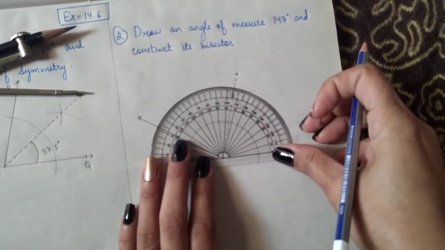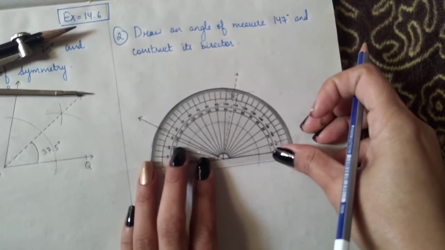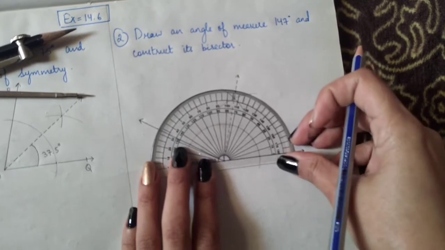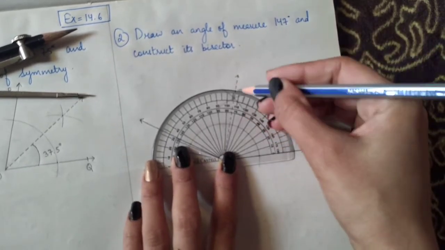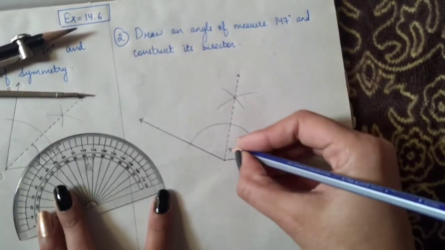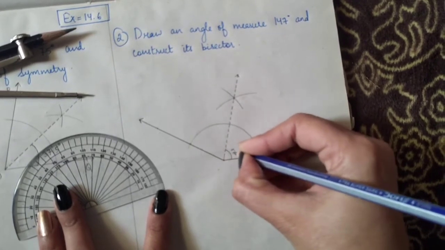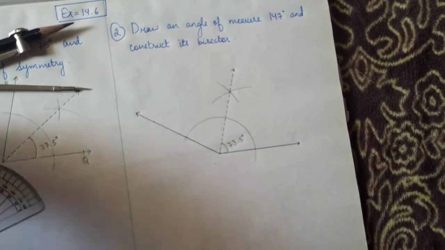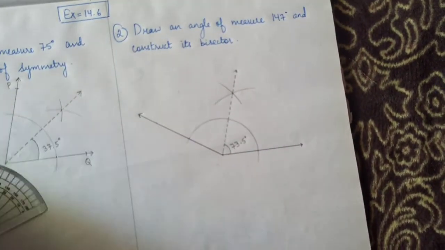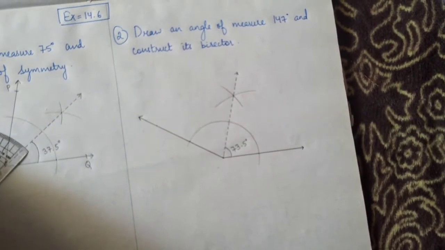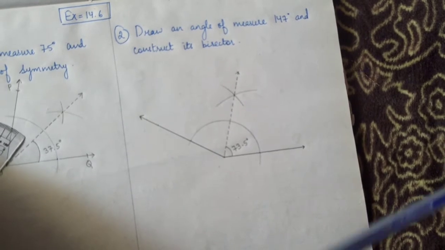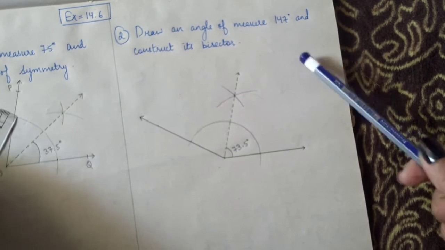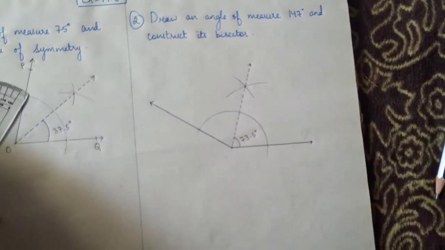I'll show you again. So that was my 147 here, and that's my 73.5. So that's how you bisect. All the questions in this exercise are based on the bisector only. You have to find the bisector of every angle in this exercise.